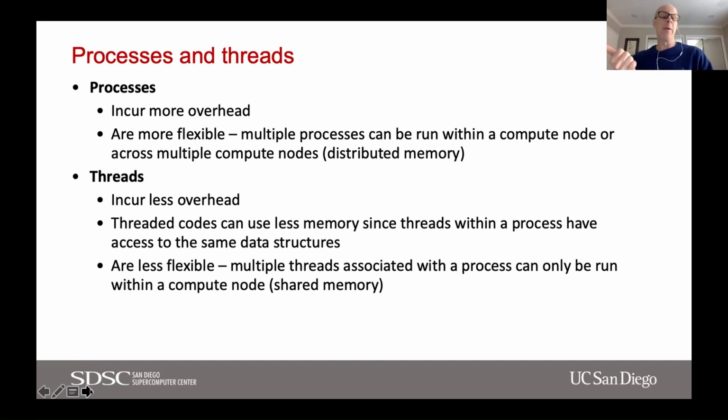Now, threads, I mentioned earlier, incur less overhead. When we use threaded codes, we can use less memory since the threads within a process can have access to the same data structure. Now, from a programming point of view, thread level programming can be a little more complicated, or sorry, not more complicated, but there are some more nuances that could result in incorrect code. But that's really a burden on the part of the developer. The big downside of threads, though, is that they're less flexible than processes. Multiple threads within a process can only be run within a compute node, within a shared memory node.